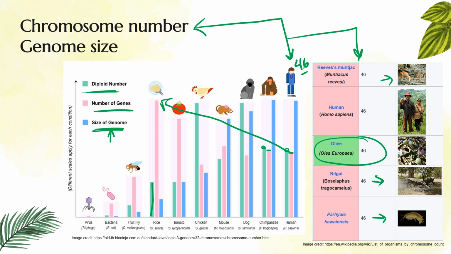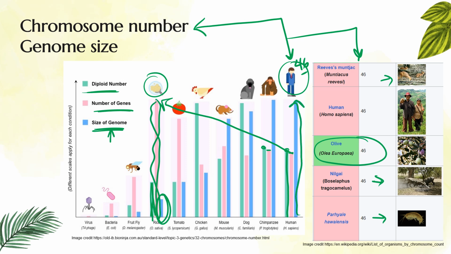Notice, comparing again us humans to rice. Here's the diploid number of chromosomes of rice, and the number of chromosomes of us humans. We have more chromosomes. But who has more genes? The rice has more genes. But who has more overall DNA? Here's the total genome of rice, and oh my gosh, look at our human genome. It's crazy big.